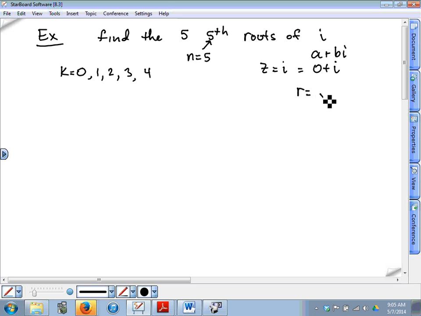So we need to find r. r is equal to the square root of a squared plus b squared. I know it's still early in the morning, but we got to think quicker here. 0 squared plus 1 squared is 1. Square root of 1 is 1.